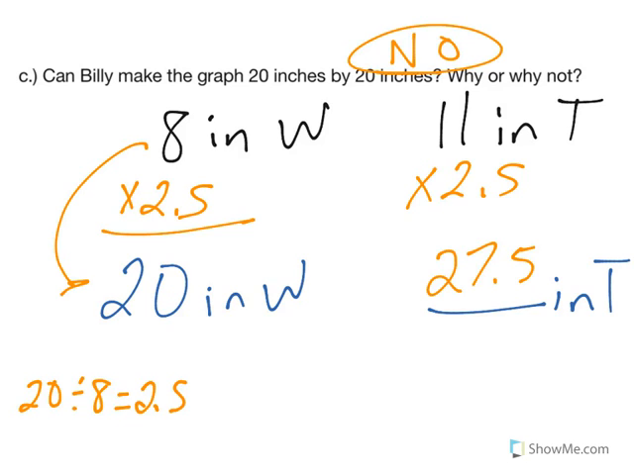If Billy wants to keep this to scale, he can never have it be 20 by 20 because the original is not a square, right? 20 inches by 20 inches implies it's a square, and 8 by 11 is not a square, so it just will not work.